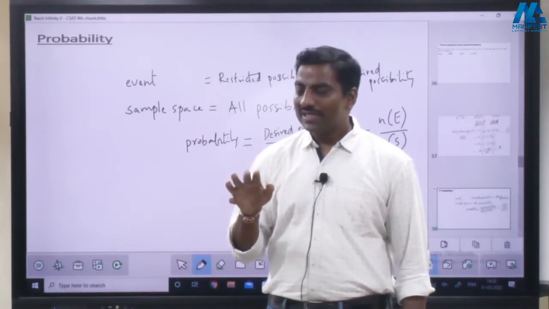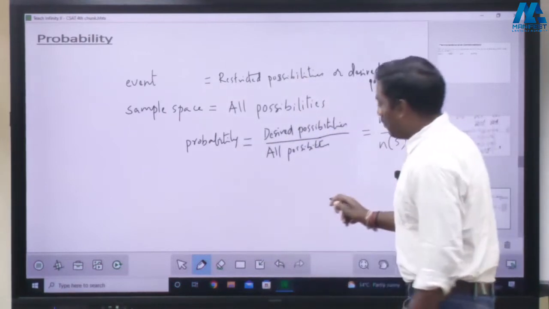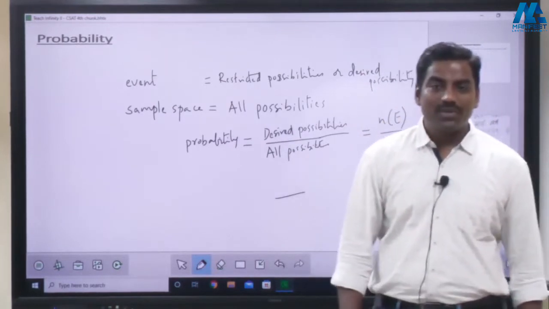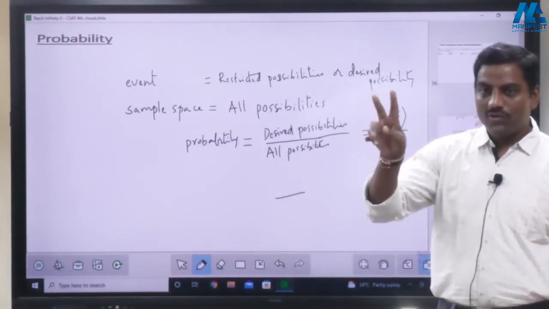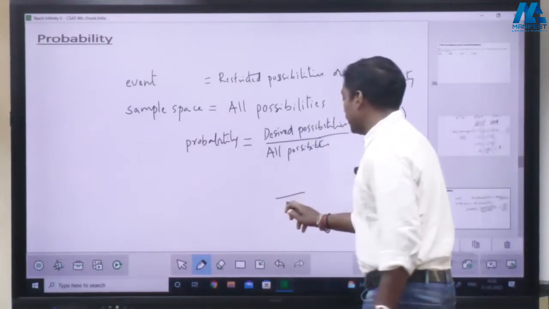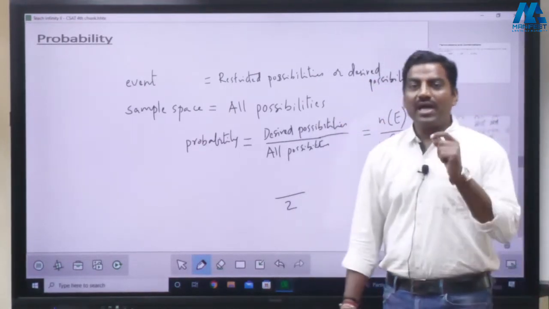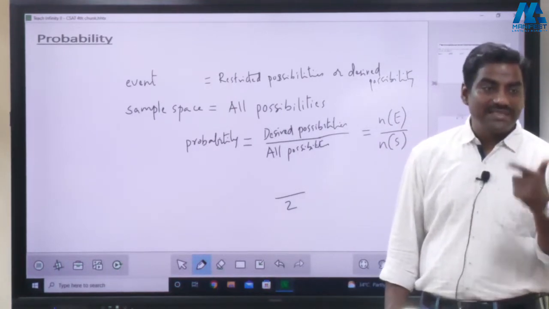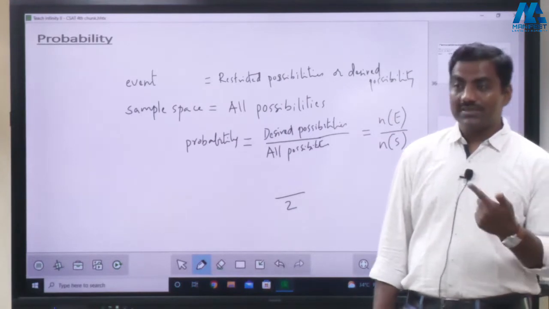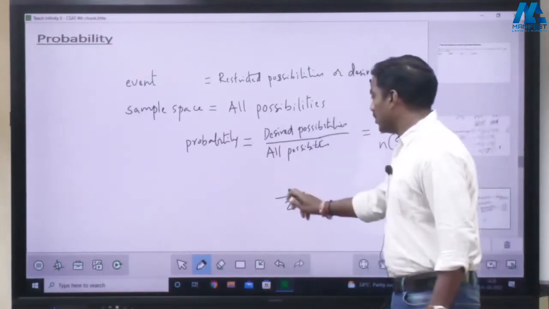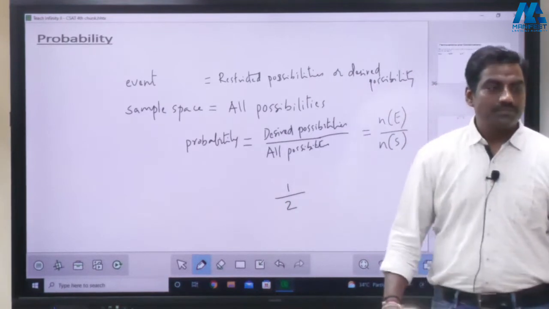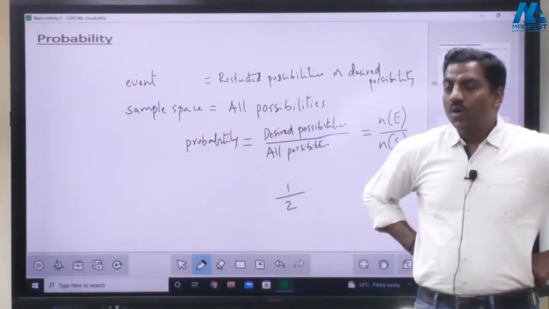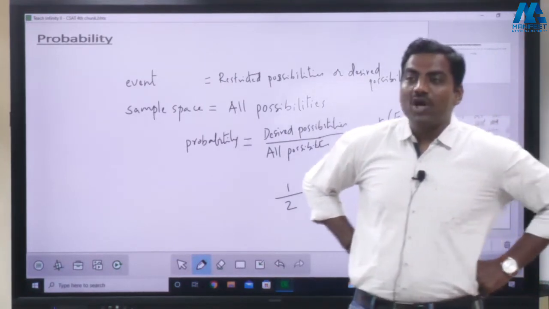One by two, no? So here it is simple. The number of possibilities: when you flip a coin, what are all the possibilities that we have? Either it is heads or tails. Two, no? So that we write in the denominator. But we are expecting a particular desired event, that is heads. What are the chances of getting heads? 1 out of 2. So that is why the probability is half.